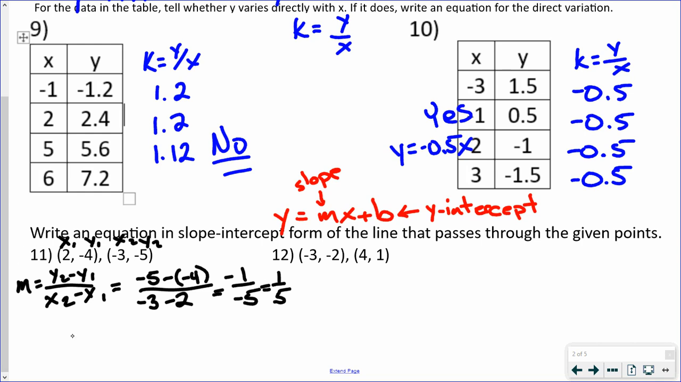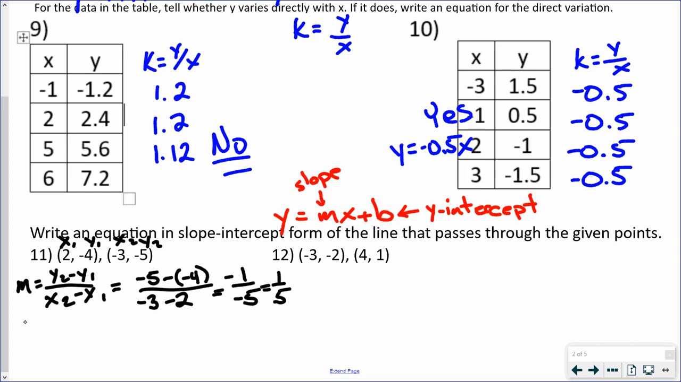So to find the y-intercept, I'm going to plug one of these points and this slope in. There's two ways I can do this. I'll plug it into the slope-intercept form to find b. Or I could plug it into point-slope form, but no, that won't give us b. So I scratch that. We're just going to plug it into slope-intercept form.